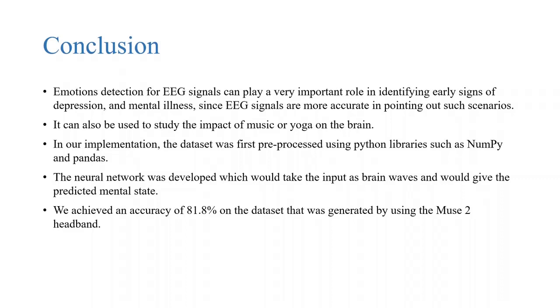In short, in our implementation, the dataset was first pre-processed using Python libraries such as NumPy and Pandas, and then the neural network was developed, which would give the mental state as output by taking the raw brain waves as input. And we achieved an accuracy of 81.8% on the dataset that was generated by using the Muse2 EEG headband.